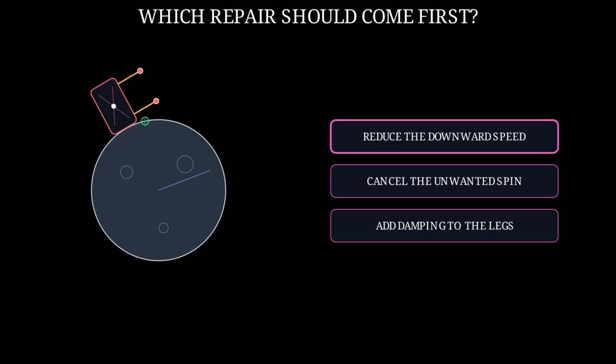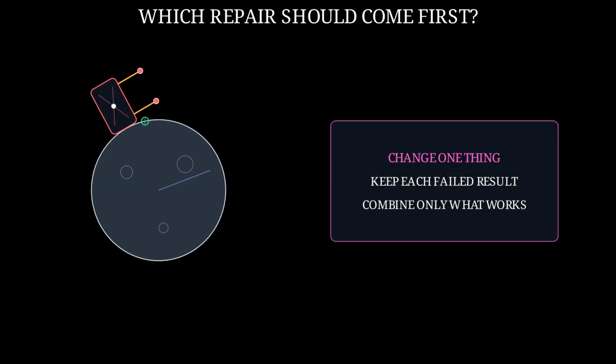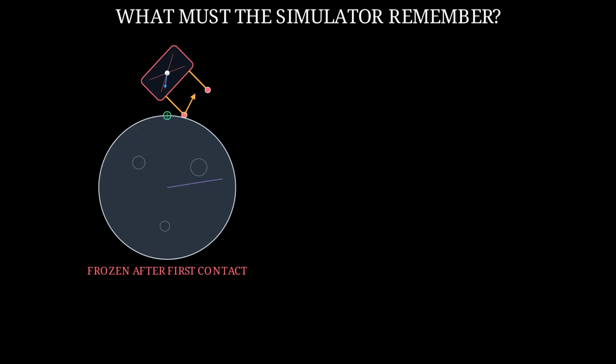I would reduce the downward speed first. A gentler contact should give the legs more time to settle. That is a reasonable choice, but each option repairs a different failure. We will change one thing at a time, preserve every failed result, and then combine only the changes that the complete landing actually needs. The failed lander is frozen just after its first foot touches the rotating moonlet.